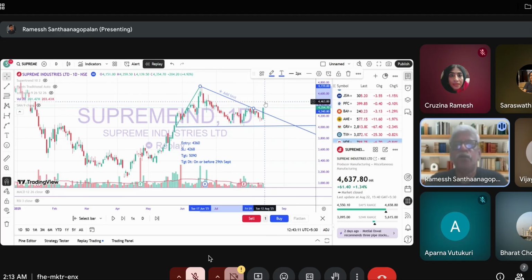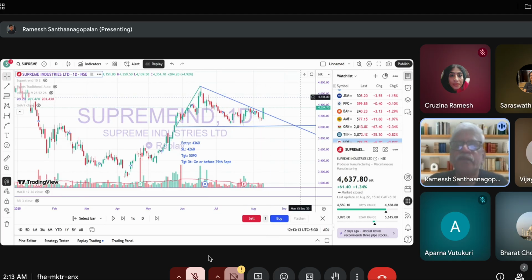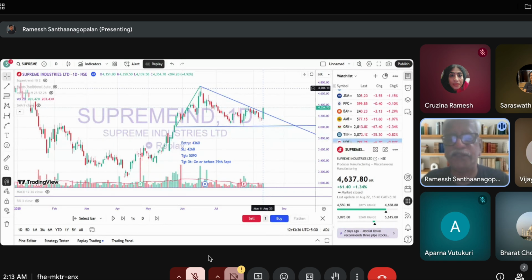Now you look at it. Suppose I draw this line here also, the closest: here it closed, here it closed, here it closed. Now on this day the stock has broken out, broken above the line. So you can easily enter at 4360, 4359.50, 4360.